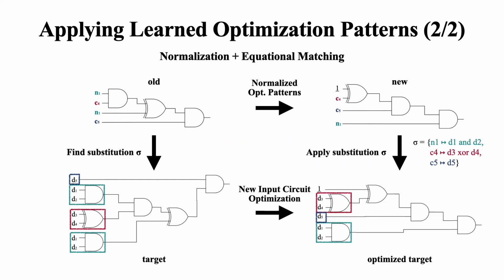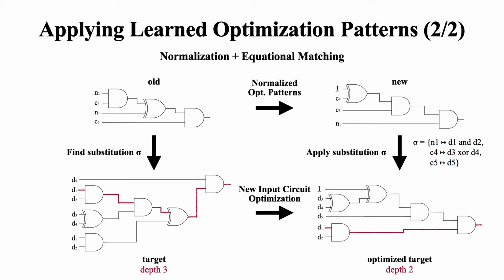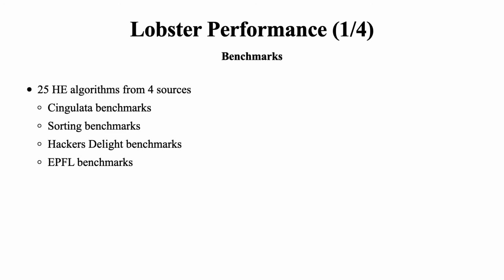Then, we apply the same substitution sigma to the new circuit and get the optimized version of target circuit. Based on the equational matching theory, it is guaranteed that the optimized version of target circuit has the same semantics with the original version of the target circuit. Also, we can find out the optimized target circuit has one less multiplicative depth. In this way, our system can flexibly apply the learned optimization patterns to find better circuits.